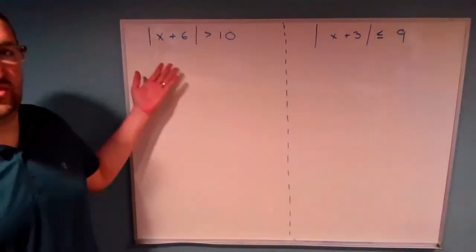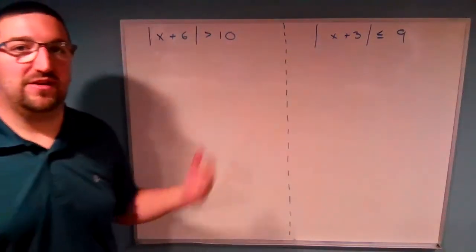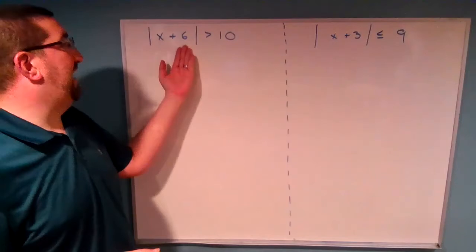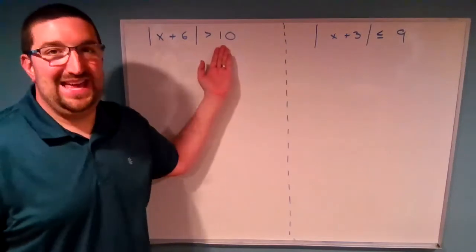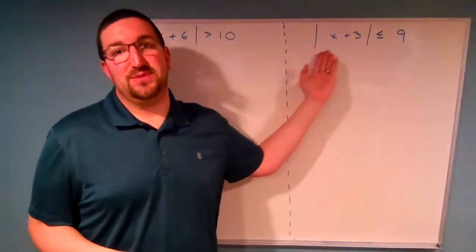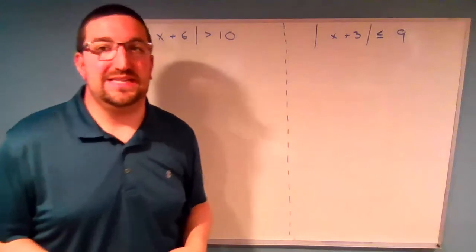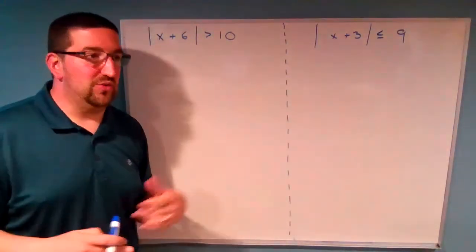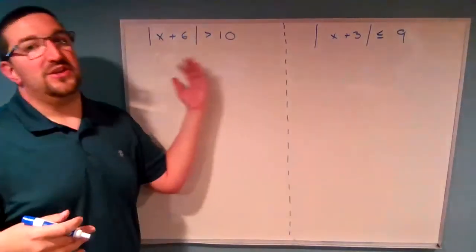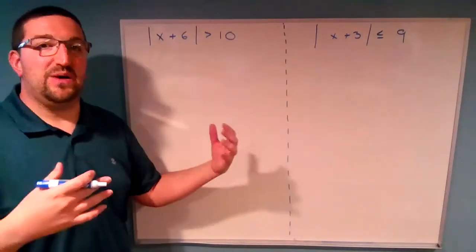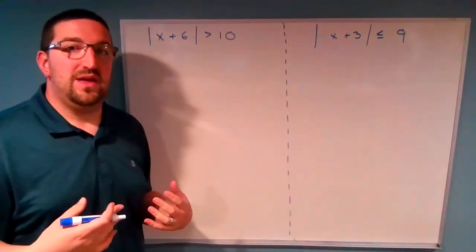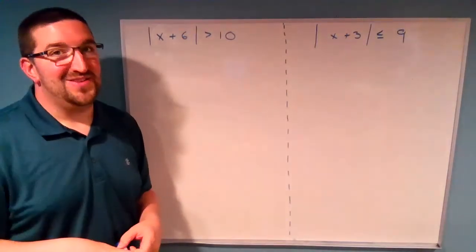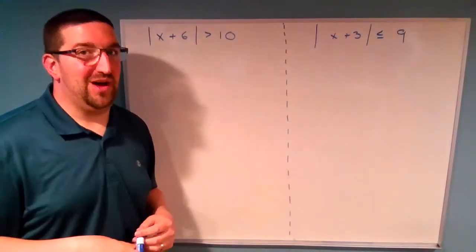Here I have just two more examples for you of solving absolute value inequalities. We have the absolute value of x plus 6 is greater than 10, and the absolute value of x plus 3 is less than or equal to 9. Now would be a good time in your lesson to pause it, try these two out, see if you can follow the rules that I just gave you, and then we're going to go over them. Okay, so pause now. All right, now we're going to go over the problems.